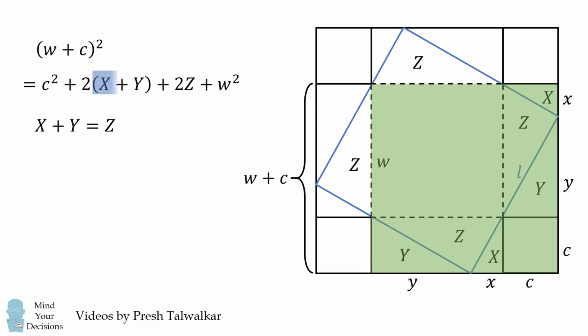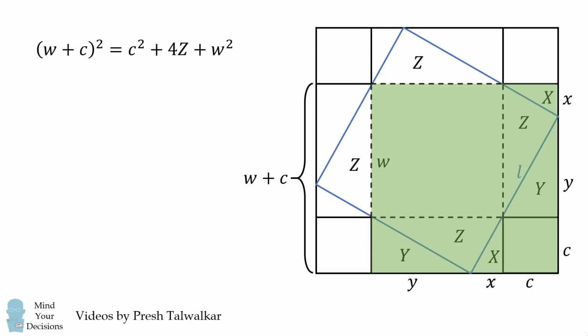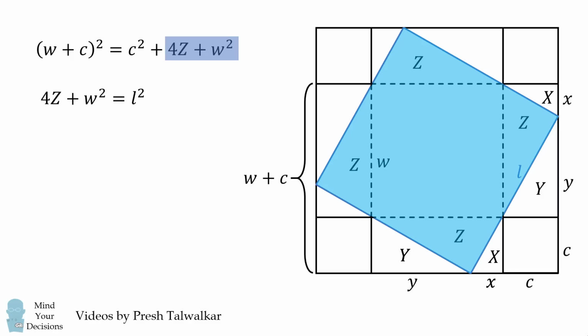We substitute that into this term x plus y, and it will become 2 times z. We then group the z terms, so we have 4 times z. We now simplify this formula one more time. We have 4z plus w squared. What's that equal to? It will exactly be equal to the area of this square, which has a side length equal to L. Therefore, 4z plus w squared is equal to L squared, and we substitute that in.